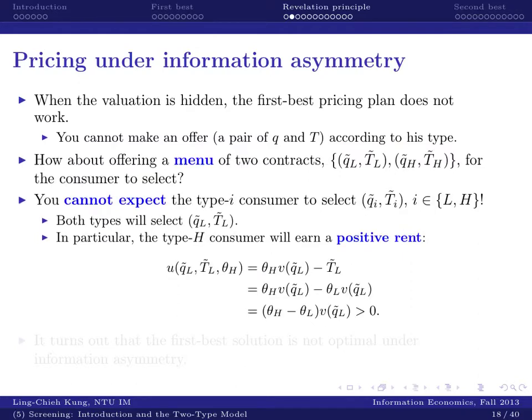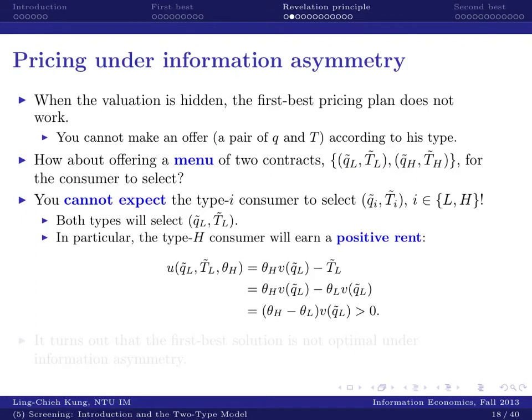So how about the following? I may collect the two first best contracts and make it a plan or a menu, okay? A menu of two contracts for the consumer to select. I tell the consumer, hi, here I have two contracts, this one, that one, different quantity with different payments. You select one of them, and then we make the deal. Otherwise, you have the option to not do the business. You may choose nothing and then leave. Okay? I may offer a menu of two contracts, the two first best contracts.